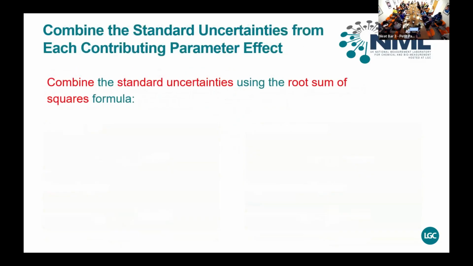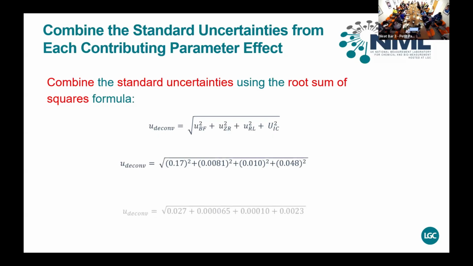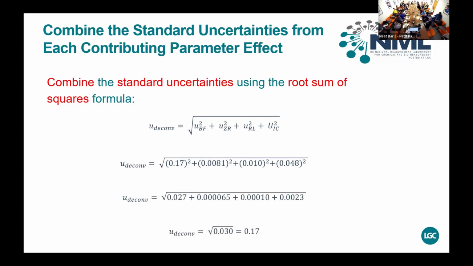Once we had our standard uncertainties, we had to combine them together by the root sum of squares. We did this, and we get our final result of 0.17. Even after combining, it was interesting to see that this value was the same number as the standard uncertainty that we had for the baseline fit, making the baseline fit the most significant value, and the other parameters were not as significant.